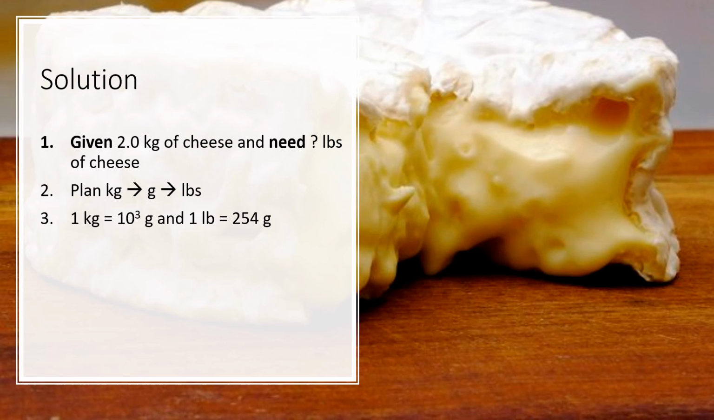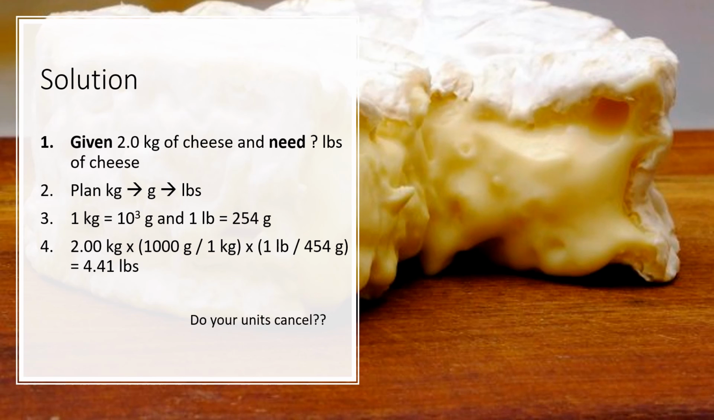Now the thing is, if we're going to go from kilograms to grams to pounds, we have to set up our conversion factors so that they cancel appropriately. 2 kilograms times 1,000 grams over 1 kilogram times 1 pound over 454 grams equals 4.41 pounds. Study this for a moment. Does it look like units are canceling appropriately? Because if they don't, you're going to have to change things so that they do.